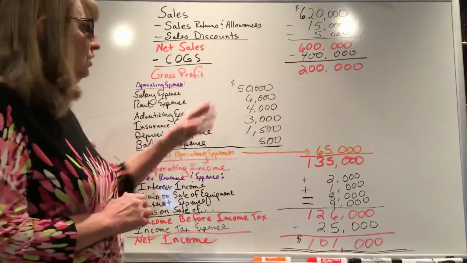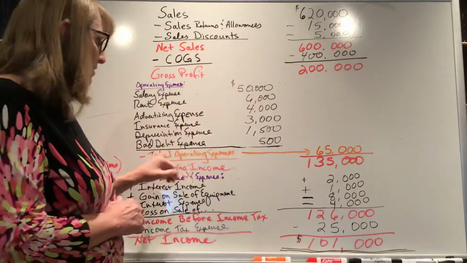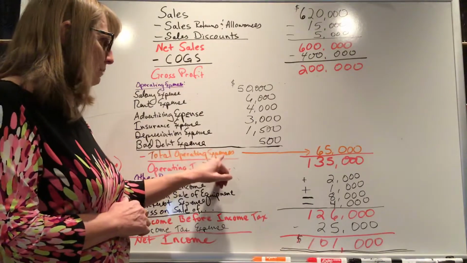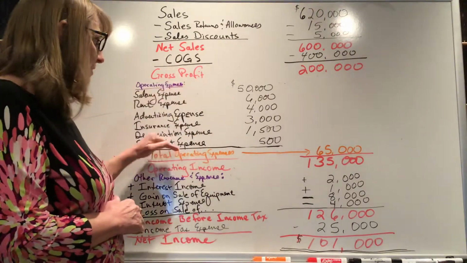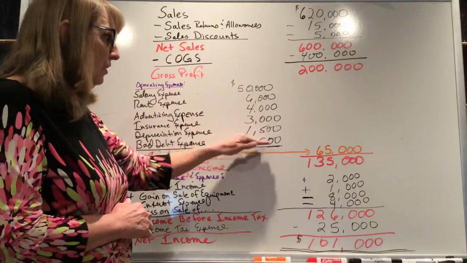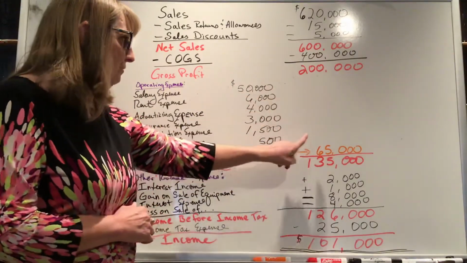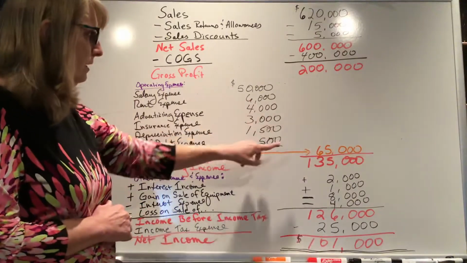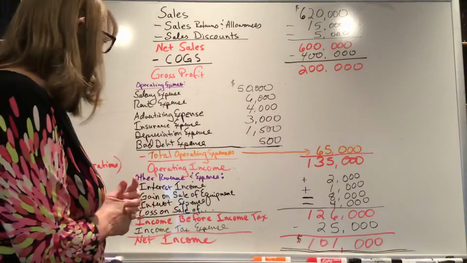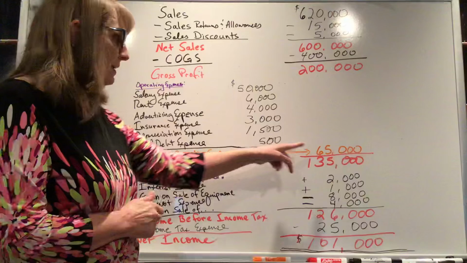Okay? So once you list all your operating expenses, you're going to put total operating expenses. This is a subtotal of just these that were pulled over. Okay, so that's what this 65,000 is. The total of these six numbers is this 65,000. Okay, so total operating expenses.